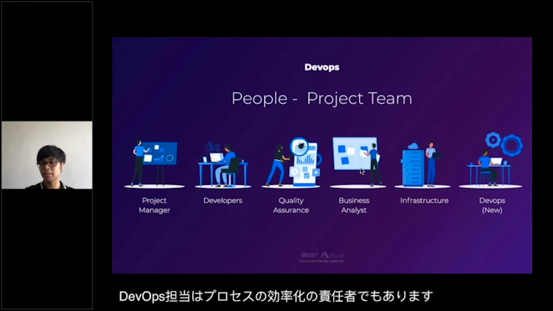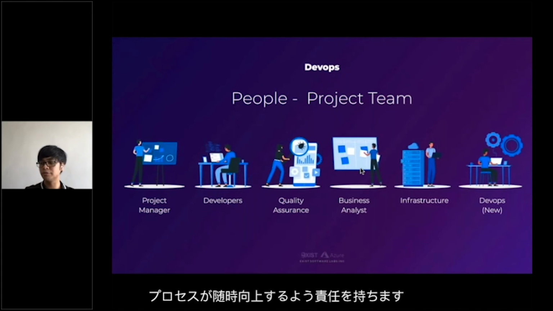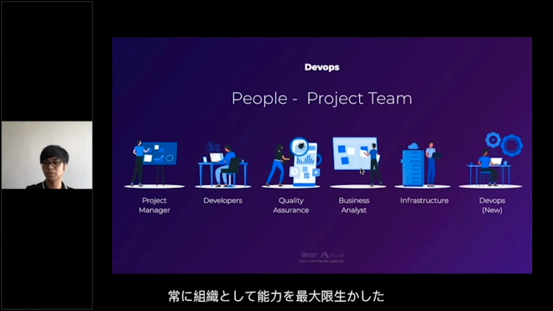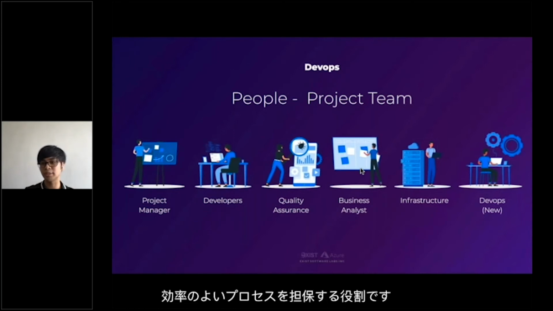Also, your DevOps guy here is actually the one responsible for streamlining the process. He would also be responsible for making sure that the process is being improved over time. So when you first implement DevOps, you have some quirks all over the place. So the DevOps guy is the one responsible for fixing it, for making sure that you are running on your utmost capabilities and your most efficient process within your organization.